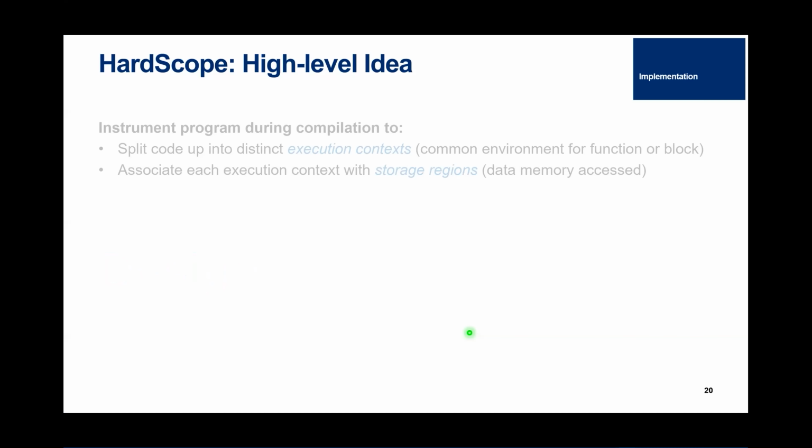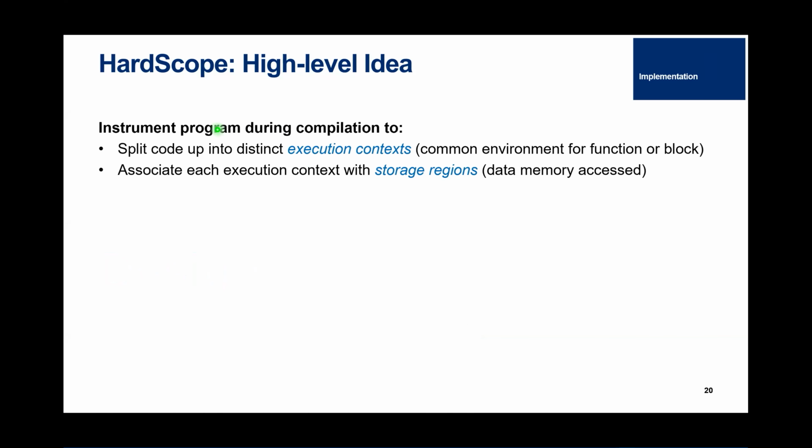So I'll briefly explain what we did in the design and implementation and then take a step back and say, what did we learn by this? So HARDScope essentially tries to instrument the program during compilation so that we identify these subjects, which we call execution contexts, which could be a function or a block or even an arbitrary granularity execution context, and then associate with each subject the regions of memory that that subject is allowed access to. We call these storage regions.